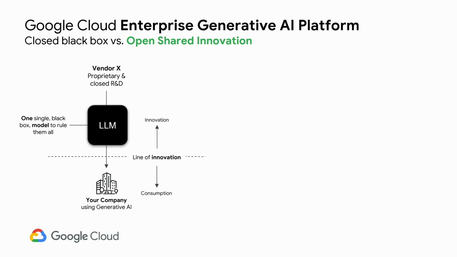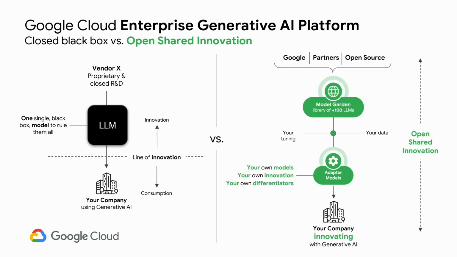Another area where Google really takes a clear stand from a strategic perspective is around this: we think this technology is so transformative, you shouldn't just consume it. You should make sure you innovate with it, right? And if you look at a lot of the offerings out there today, it looks a little bit like this. You have this one single black box large language model that you're consuming from, and it's working really, really well. The problem is the innovation happens somewhere else. Our view really is that we want to bring you in to innovate together with us. We call this open shared innovation, and it starts with Model Garden, more than 100 models. And you can pick any of those models, and you can retrain it on your data.